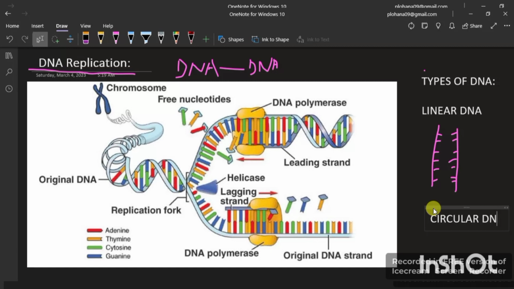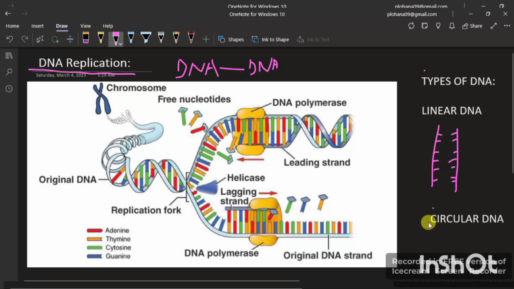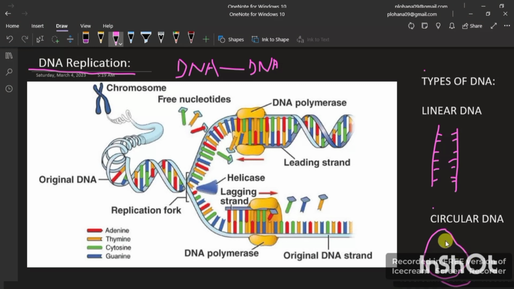Circular DNA. So here I'm just going to make it now. This is the circular DNA, and this is the cell basically. Here we have circular DNA. So we have two types of DNA. The first one is linear DNA. All humans have linear DNA, while this is the circular DNA and bacteria have circular DNA. These were the types of DNA.